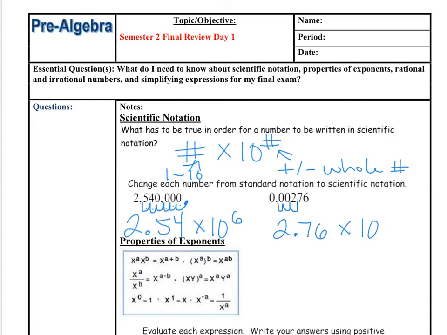I know it needs to be negative 3 because if we wanted to move it back, we'd have to move it to the left. Or you could think that, okay, this started as a small number, and so it has to be a negative 3.